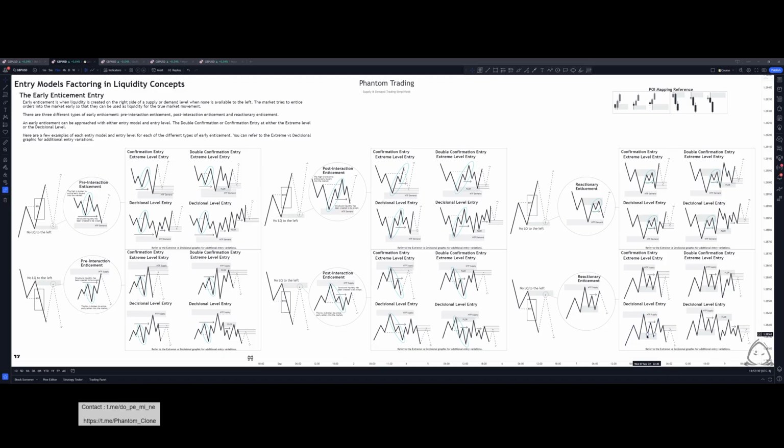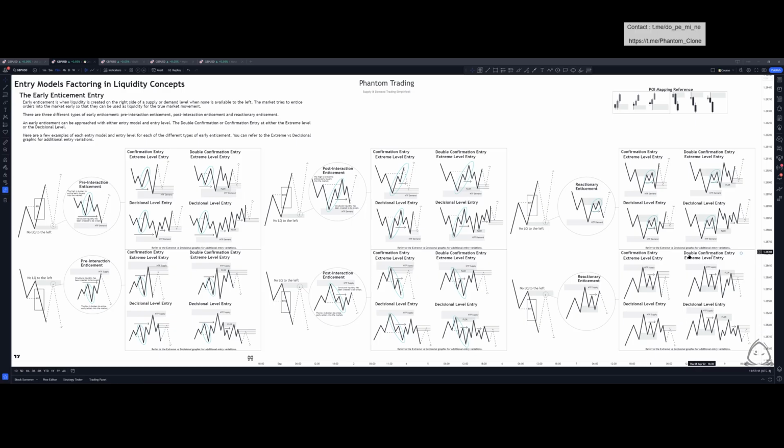We react off of the last point of demand, initial reaction, extreme of the reaction leg, the failure of that initial reaction. Price then trades higher, sweeping above the reactionary highs of this reaction. We then see price react off of the last point of demand, initial reaction, extreme of the reaction leg, and the failure. And then we see price trade into this newly created level of supply. And because this has swept liquidity, we're able to trade from the decisional level.